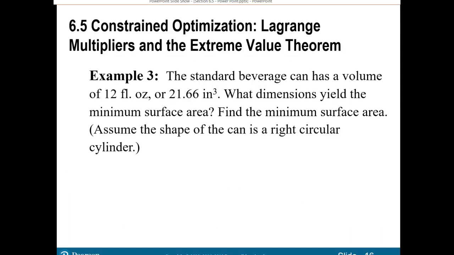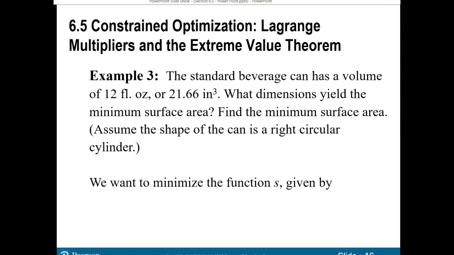All right. An application problem. The standard beverage can has a volume of 12 fluid ounces, or 21.66 cubic inches. What dimensions yield the minimum surface area? And then find the minimum surface area. And we're assuming the shape of a can is a right circular cylinder.